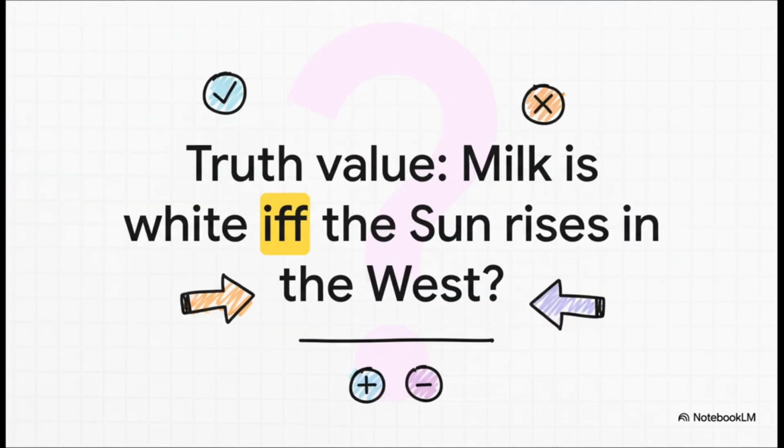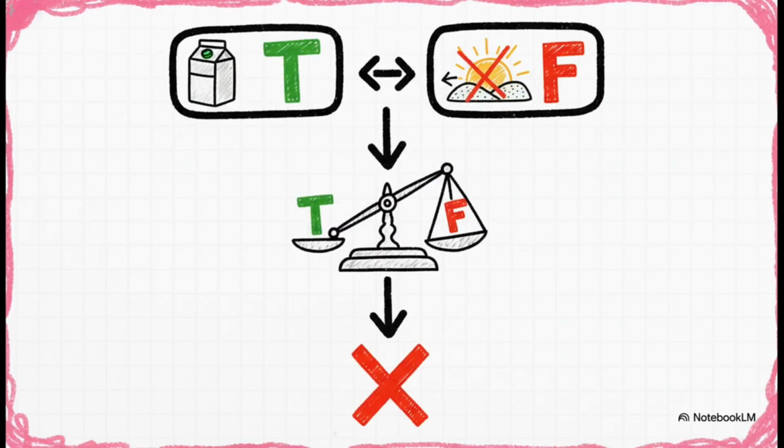All right, you ready to level up? This time, we're not just finding symbols, we have to find the final truth value. Check out the sentence. The key phrase to lock onto here is if and only if. So for this, it's a two-step process. First, let's figure out the truth value of each part. Milk is white? Yep, that's true. The sun rises in the west? No, that's false. So what we really have is true if and only if false. Now we just remember our rule for the biconditional. Do the truth values match? Nope. T and F are different, so our final answer has to be false.